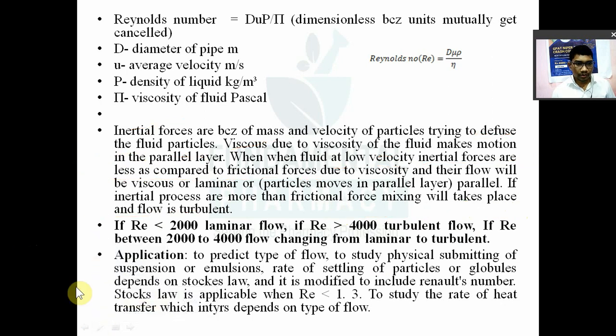Now if the Reynolds number of a fluid is less than 2000, at that time there is a laminar flow. Questions come on this, it is important, I will take it twice. So if Reynolds number is less than 2000, laminar type of flow is there. If Reynolds number is more than 4000, turbulent type of flow is there. And if Reynolds number is between 2000 to 4000, that means the flow is changing from laminar to turbulent.